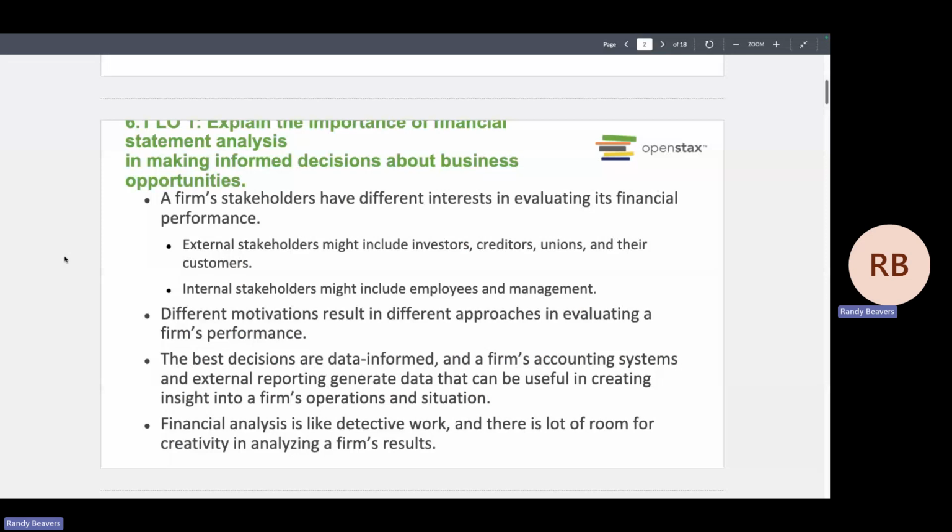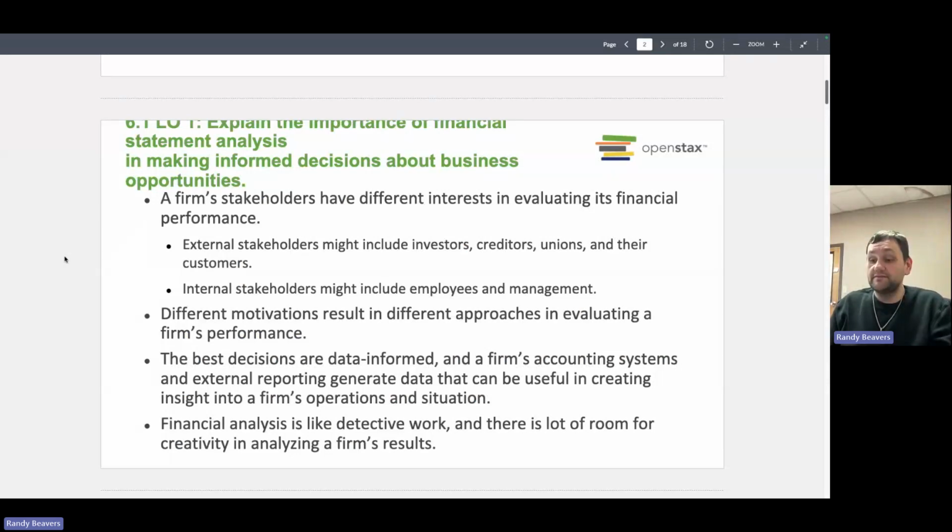So a firm's stakeholders have different motivations in evaluating its financial performance. Lenders want to determine creditworthiness, whereas potential investors want to evaluate investment potential. Still differently, management wants to set operational objectives, and employees want a good place to work. So you have all these different stakeholders that want or desire different things. So how do we put all these things together?